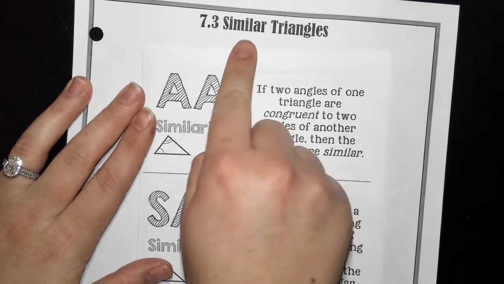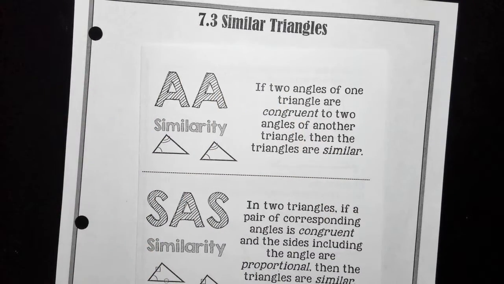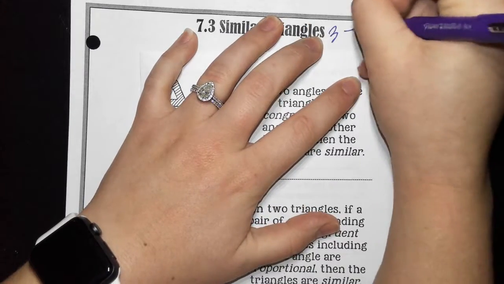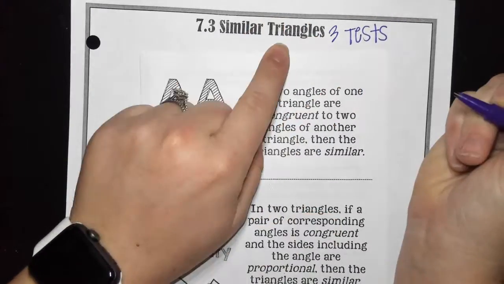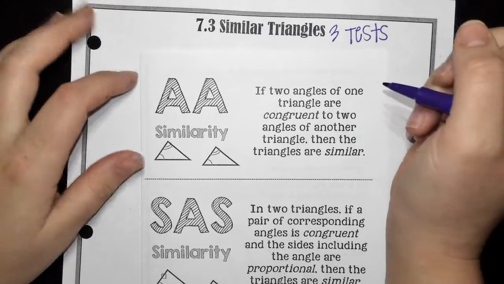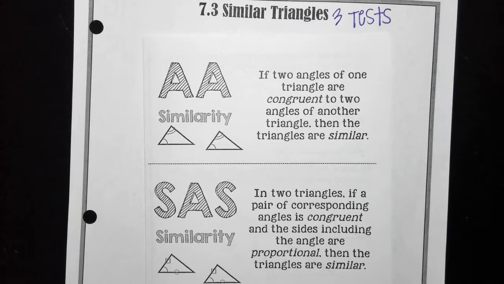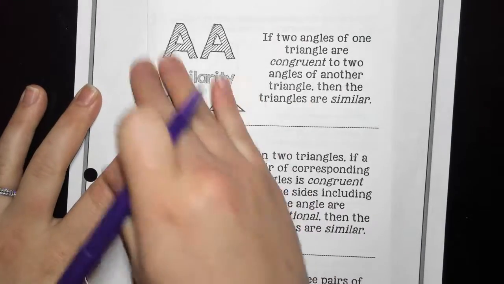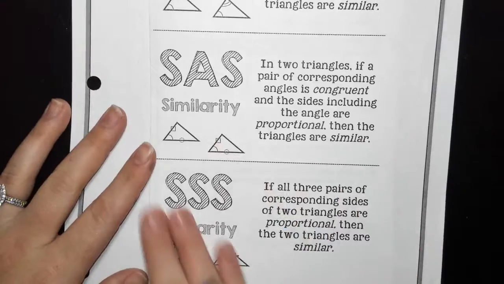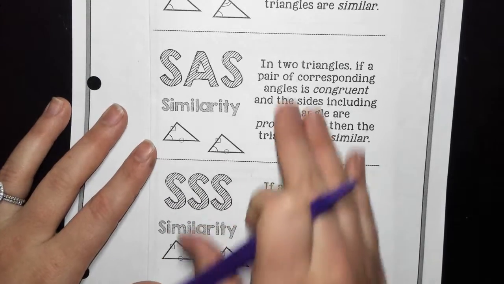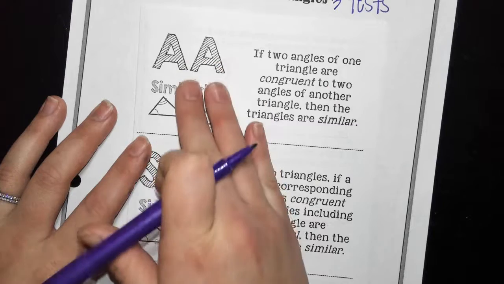So it's talking about tests for similar triangles. So these are three tests for triangle similarity. It has to pass one of these three tests. If you don't remember, earlier last week, in order for triangles to be similar, we had to show all three of their angles were the same and all three of their sides were proportional. Now they just have to pass a test. So they can either be AA, SAS, or SSS.